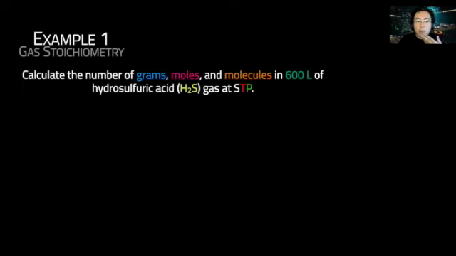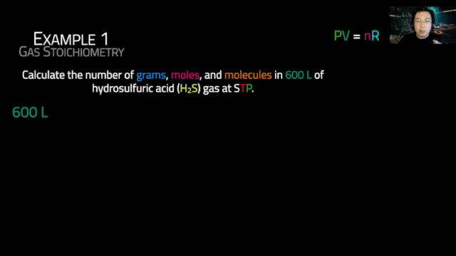In here, we're asked to calculate the number of grams, moles, and molecules, assuming we start with 600 liters of hydrosulfuric acid gas at STP. Remember, STP means the standard temperature and pressure. This meaning standard temperature, 273.15 Kelvin, and standard pressure would be 1 atmosphere or 1 atmospheric unit, right? So let's start. What are we given?